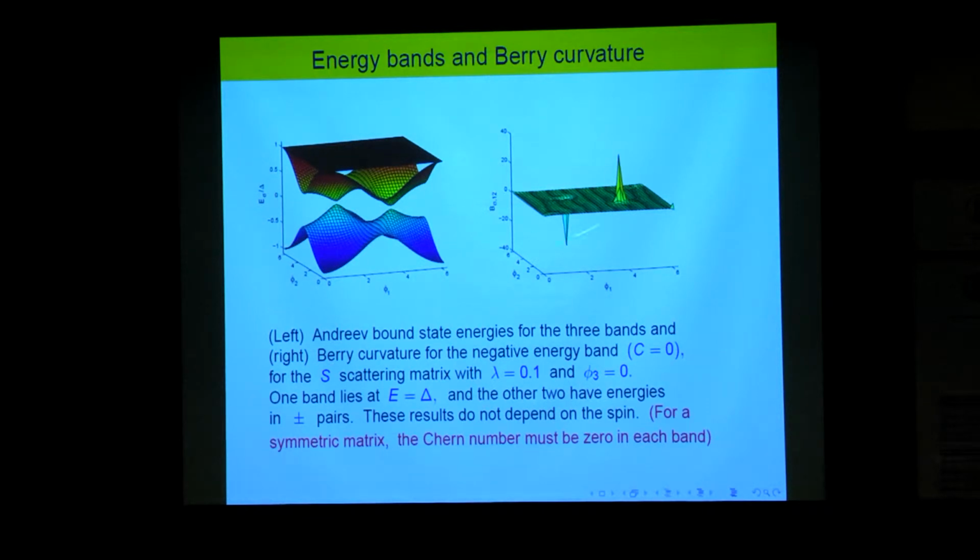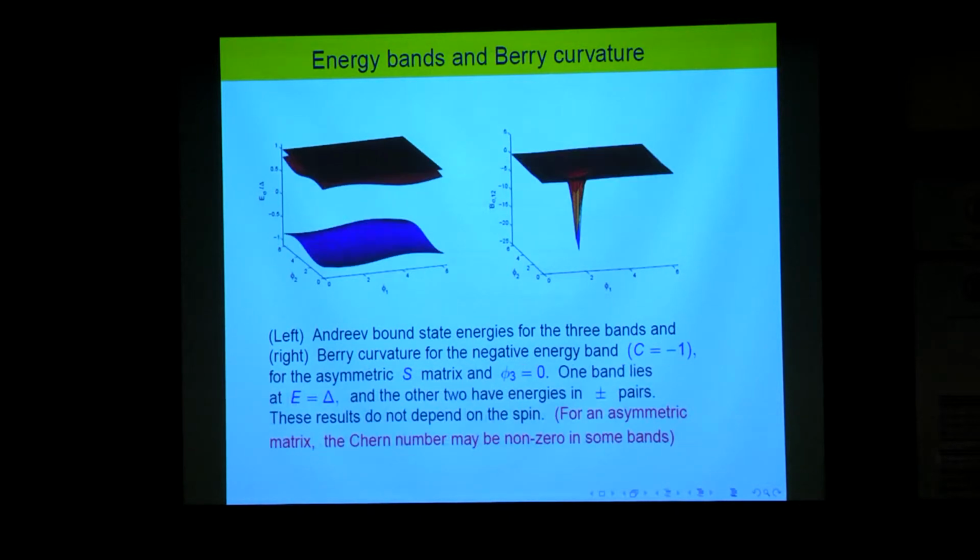If you calculate the Berry curvature, you see that it's large only at 2 points. And if you look at the Chern number, it's 0. The integral of this over phi 1, phi 2 is 0. That's a general property: for any symmetric matrix, the integrated Berry curvature, which is the Chern number, must be 0 in each band.